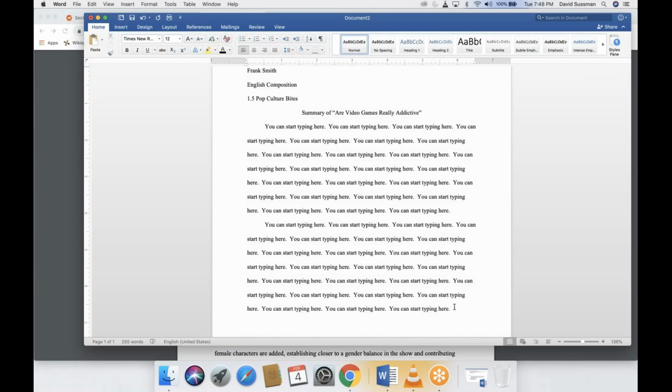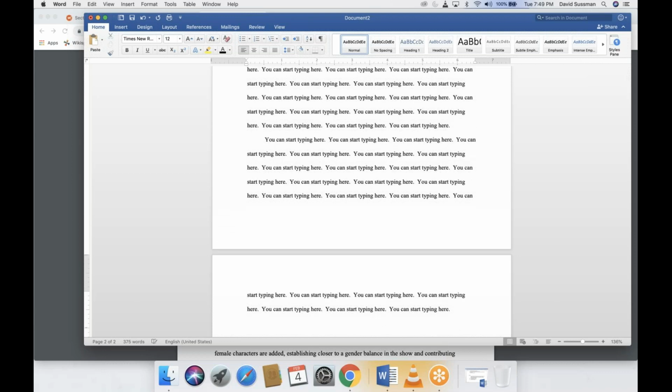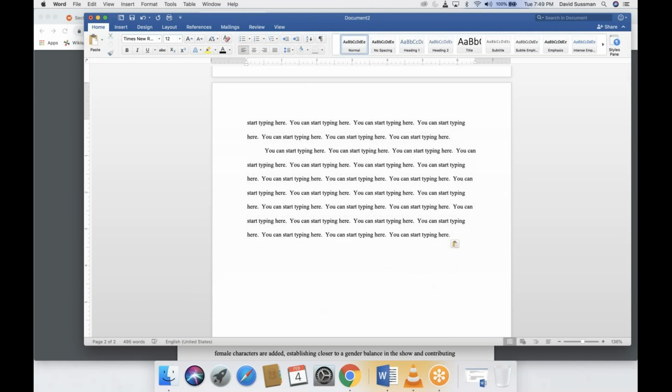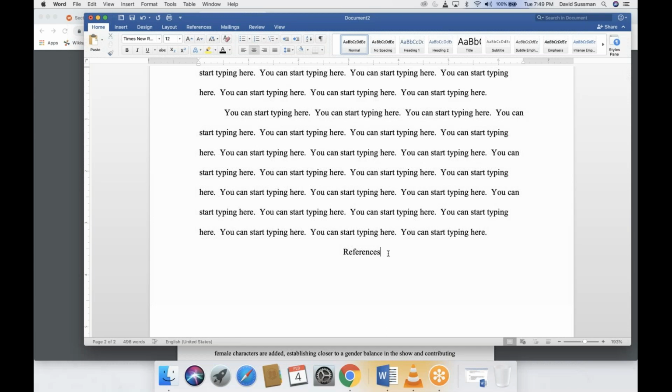Okay, so I'm going to fill up even more space to pretend that we're at the end of the summary. Here, I'll put one more paragraph. Wherever your summary ends, then you create a reference. So we center, so I'm going to go back to my center tool, and we put the word references. Not works cited, not bibliography, not sources, just the simple word references. It's not bolded, it's not italicized, it doesn't have a colon after it.